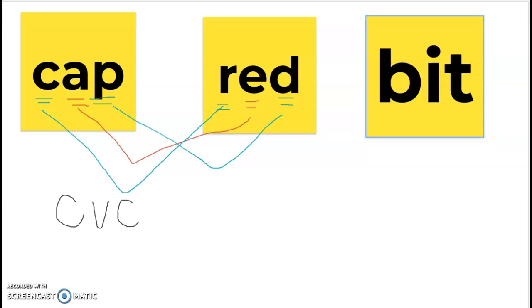Assignment today, you guys will be determining if words have a consonant, vowel, consonant pattern, and you will also have a chance to type or make your own word that has a consonant, vowel, consonant pattern.